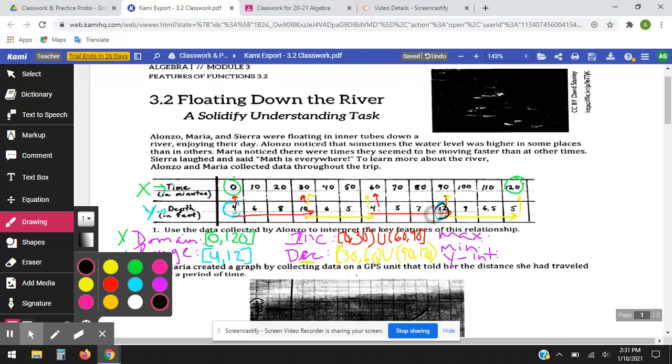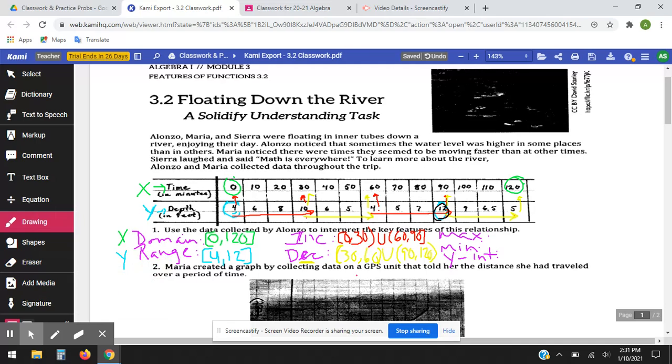Black. So 12 was our maximum, and that's at 90 minutes. So we're going to say 12 feet, because that's our depth, at 90 minutes. And so our minimum will be the shortest amount we have. Right now we have a 4, we said was our smallest, but we have it also at 60. So 0 and 60 both had 4, so we'll put both on here. 4 feet at 0 and 60 minutes.